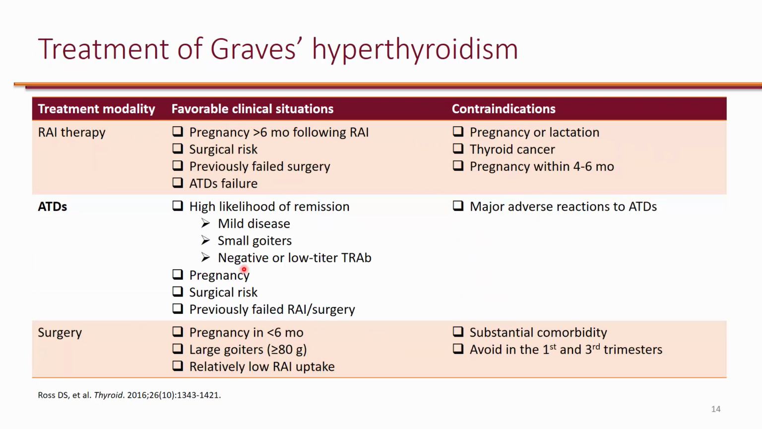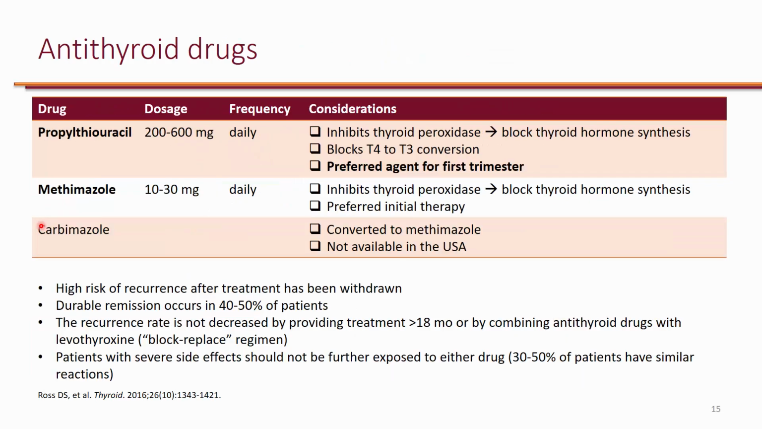Now, here are the 3 treatment modalities that I mentioned to you. We will focus on anti-thyroid drugs, as pharmacists. So here are the 3 anti-thyroid drugs. Only 2 of them are available in the United States. So propylthiouracil and methimazole are the 2 anti-thyroid drugs that are available in the United States. They will both inhibit thyroid peroxidase, which will basically block thyroid hormone synthesis. Propylthiouracil, in addition, can also block T4 to T3 conversion.